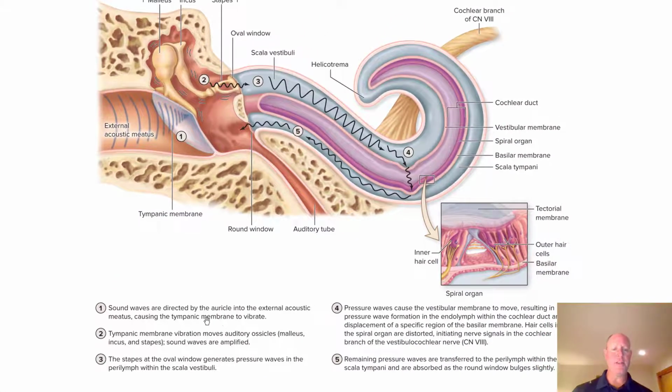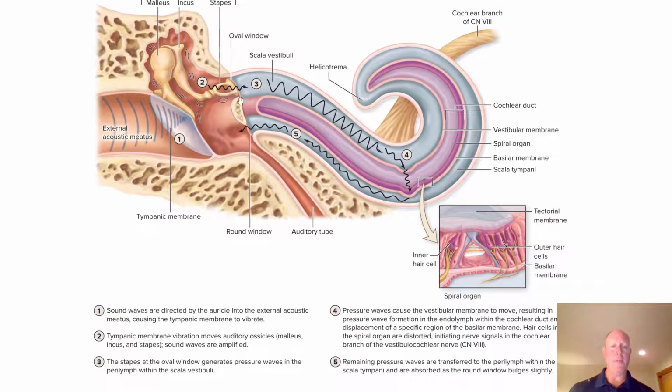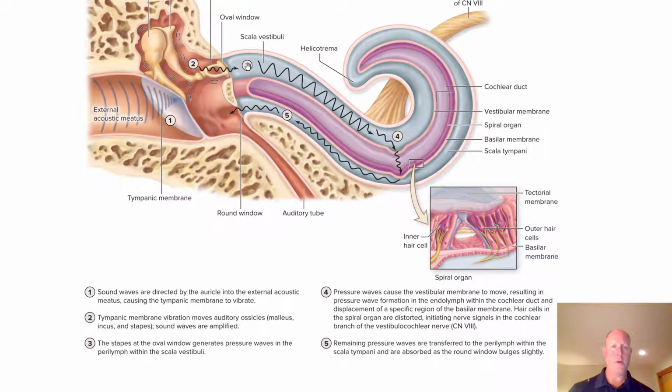So our sound waves are directed by the auricle into the external acoustic meatus, causing the tympanic membrane to vibrate. Then step 2: the tympanic membrane vibration moves the auditory ossicles, the malleus, incus, and stapes, these 3 guys, and the sound waves are amplified. And then 3, right here, the stapes and the oval window generate pressure waves in the perilymph within the scala vestibuli.